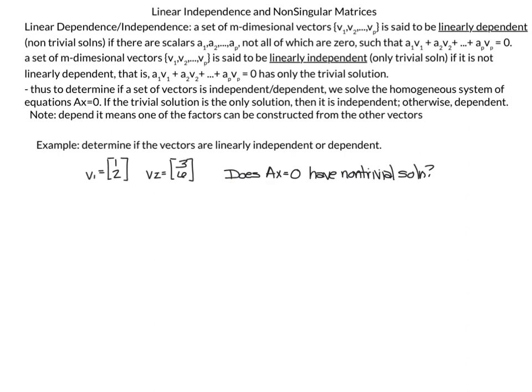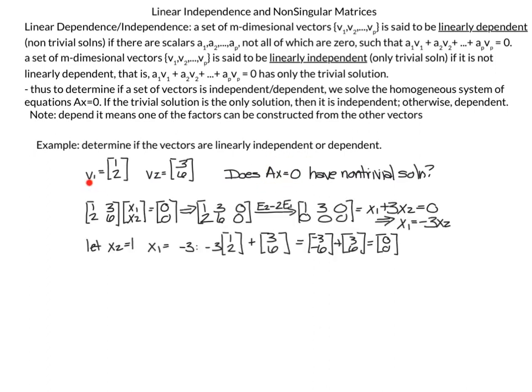We have to ask the question, does Ax equal 0 have a non-trivial solution? We can solve Ax equals 0 by looking at our augmented matrix plus our b, which in this case is 0. Then we do the row reduction, and what we get is that x1 plus 3x2 is equal to 0. So x1 is equal to negative 3x2. One possible solution is to let x2 equal 1 and x1 equal negative 3. And you can see that negative 3 times our first column, v1, plus 1, that's x2, times v2, our second column vector, 3, 6, will be equal to 0.